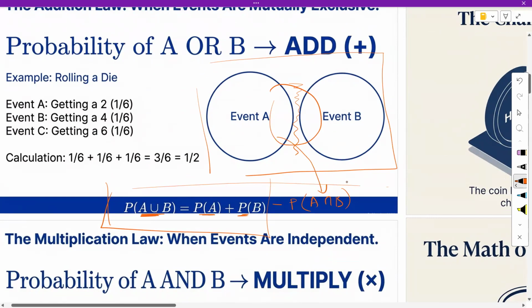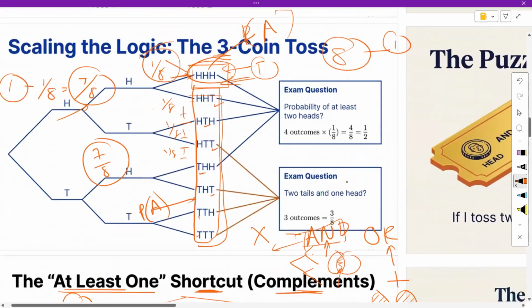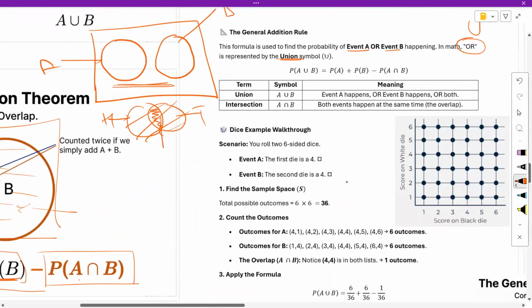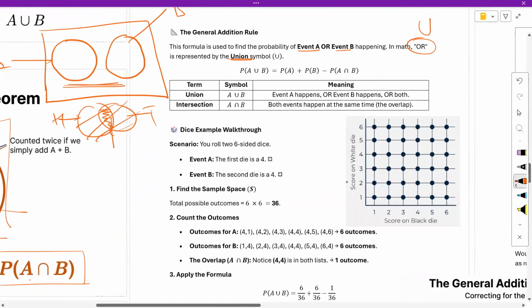A intersection B is equal to 0, right? That is one logic. But actually, for better understanding, we will use one scenario. The formula in case the events are non-mutually exclusive: probability of A union B equals probability of A plus probability of B minus probability of A intersection B.